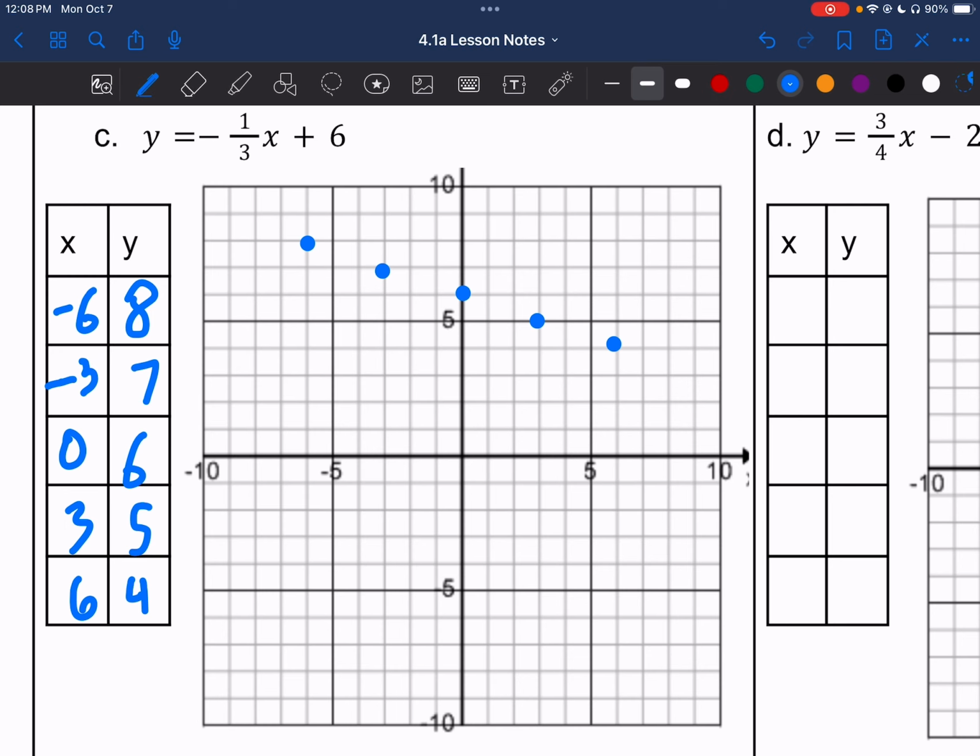And we can go ahead and draw in the line for that one. I'm a little off, so I'll just nudge it over. All right, arrows to the end, and we're good.